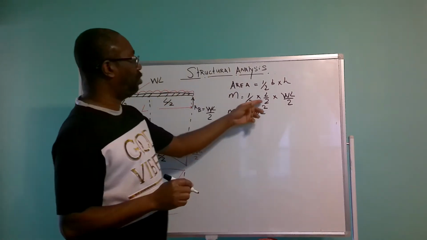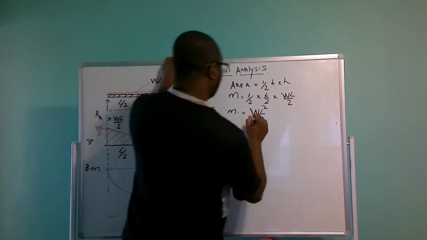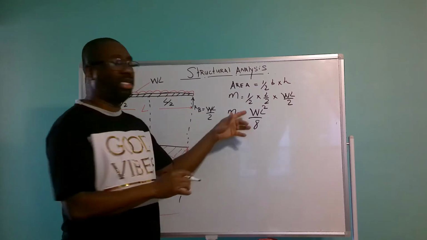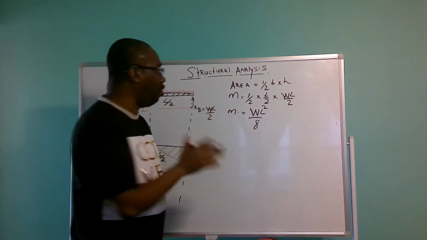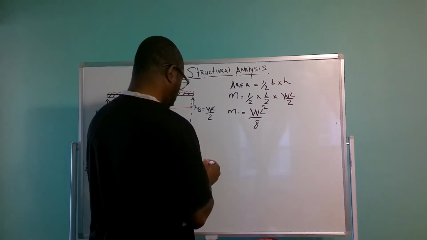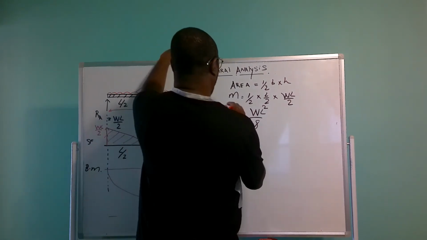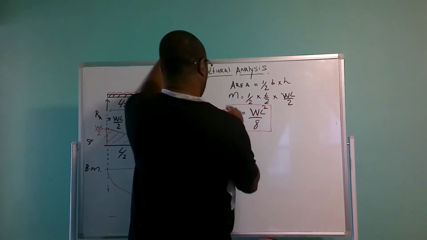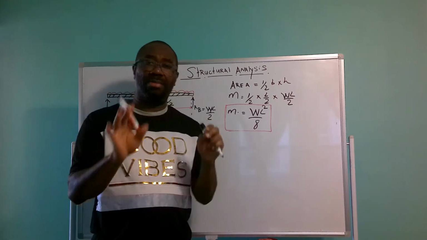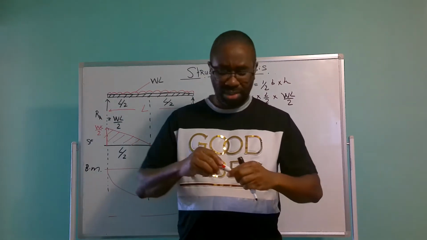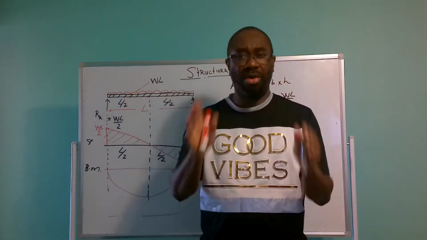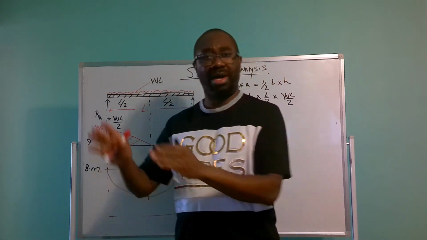And 2 times 2 times 2 is 8. So our moment is going to equal WL squared over 8. And WL squared over 8 is the moment to calculate the uniform distributed load acting on a beam.